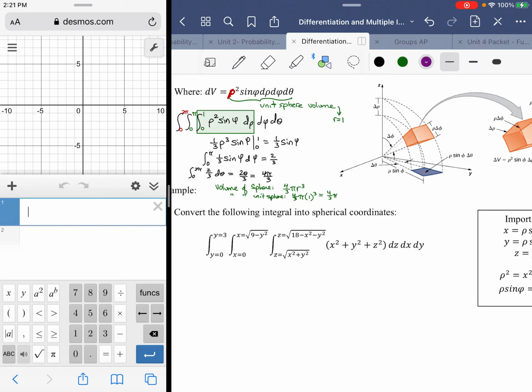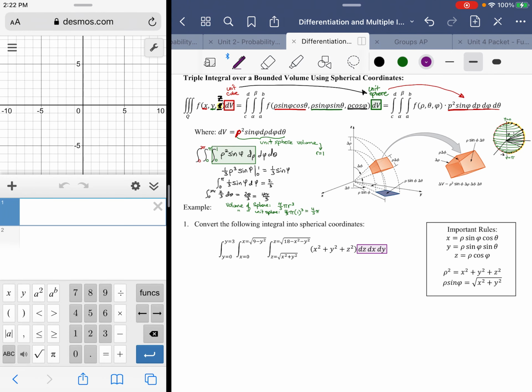or at least the first thing we want to consider, dx, dy, dz, whatever order, is going to be rho squared sine phi d rho d phi d theta. We'll have to swap out the x squared plus y squared plus z squared. We'll take care of that in a sec.